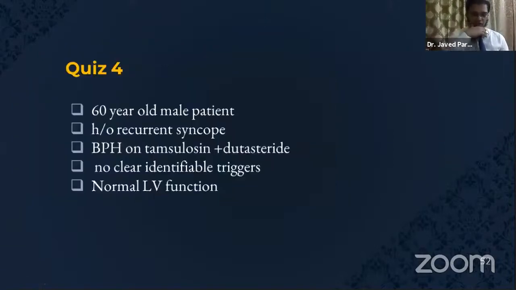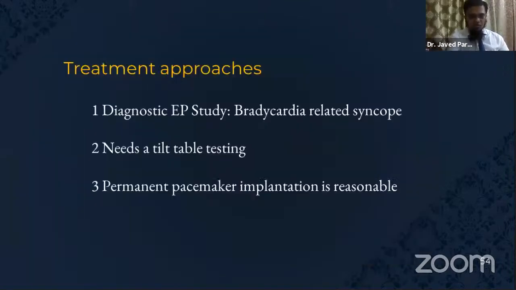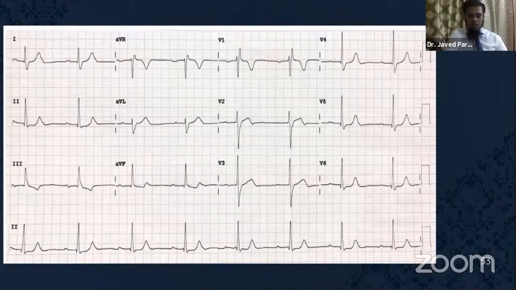Now, the fourth question. This is a 60-year-old male with a history of recurrent syncope. He has benign hypertrophy of prostate. He's on tamsulosin plus dutasteride for that. There are no clear identifiable triggers, so either an atypical vasovagal syncope or syncope of unknown cause, and the patient has normal LV function. This is the presenting ECG. So in the light of this ECG, first have a good look at the ECG, and maybe after 10 seconds I'll go to the polling. You can switch on the poll now.